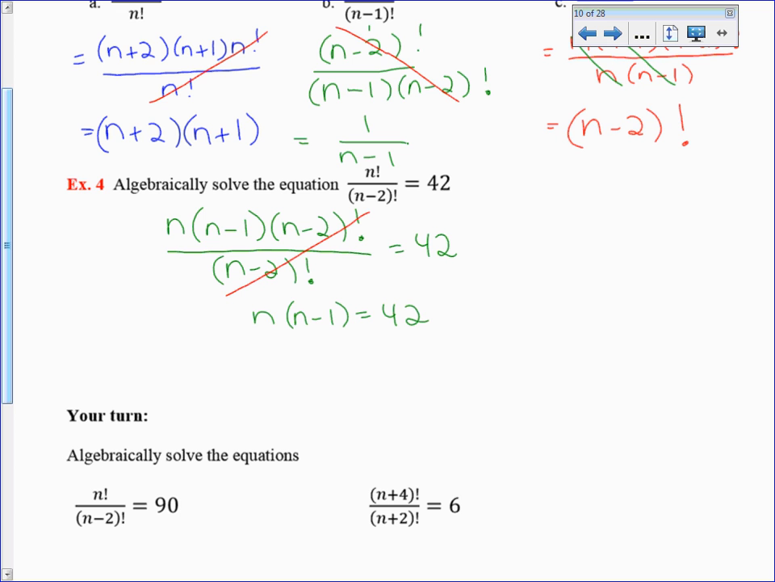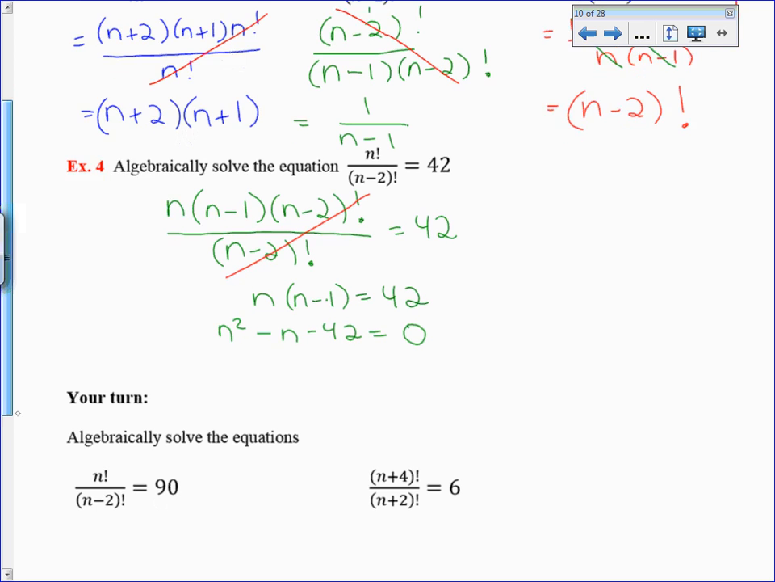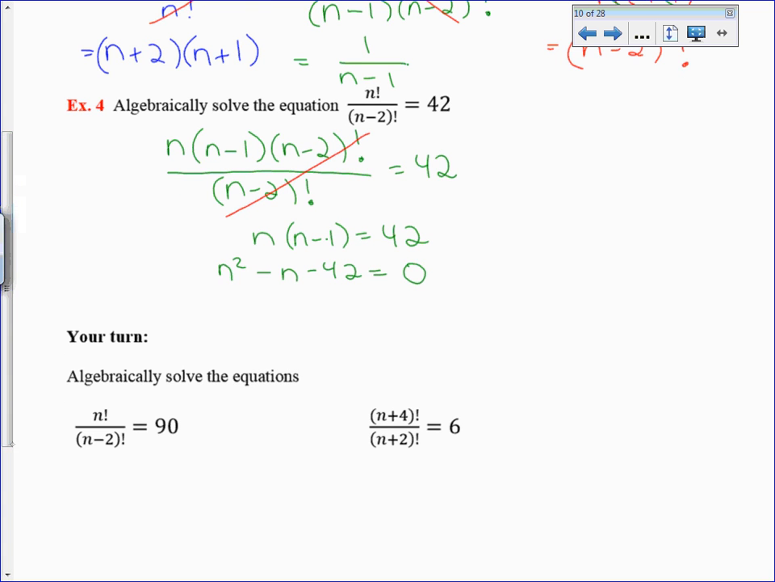And I want to solve for n. That's what I'm doing. So I need to expand this. So n times n is n squared. N times negative 1 is negative n. And then I'm going to subtract 42 from both sides and write 0 on the other side. So then I want two numbers that multiply to negative 42 and add to negative 1.